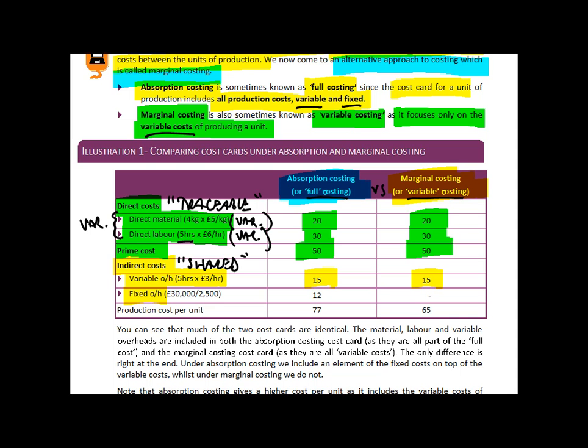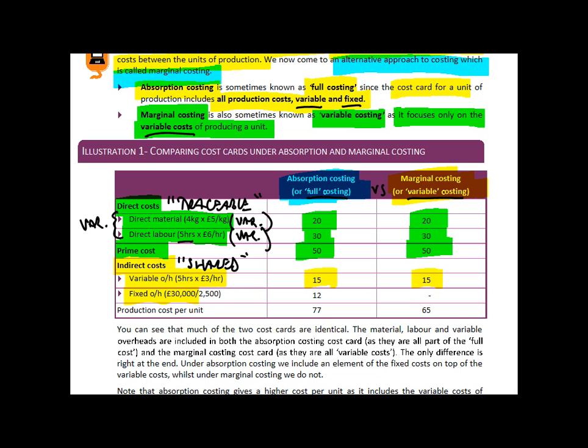Now the fixed overhead, let's say our rent. If our rent is £30,000 for a month, you can't trace that to an individual unit that you've made. You can't trace that to an individual cake that you've baked. That needs to be shared over lots and lots of units.